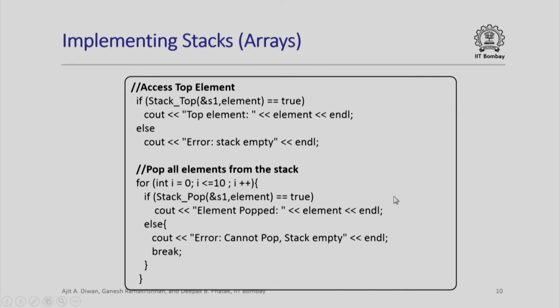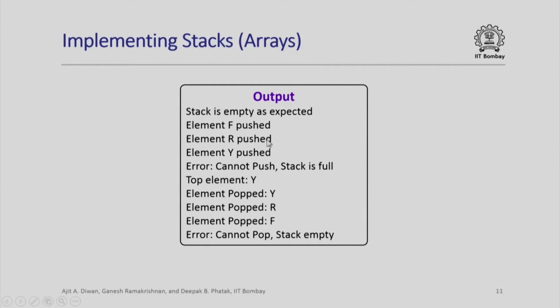If you actually run this program, including the additional code to insert 2 more elements to be pushed as indicated earlier, you will actually get this kind of output. Initially, it will print "stack is empty as expected." Next, element f will be pushed, r will be pushed, y will be pushed. When you try to push the element x, it will say "cannot push, stack is full." Finally, you are examining the top position of the stack, which will return y. Then one after another, we are popping off the elements, so that loop will successively print element y popped, element r popped, element f popped. When the loop tries to pop any more element, it will say "cannot pop anymore."